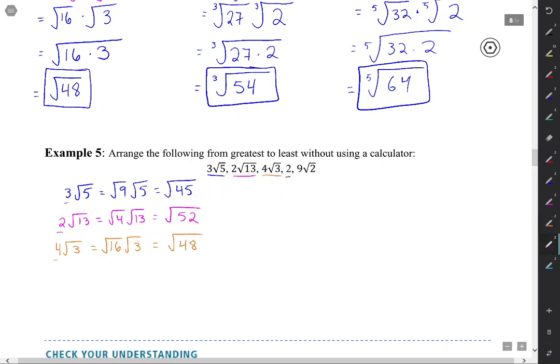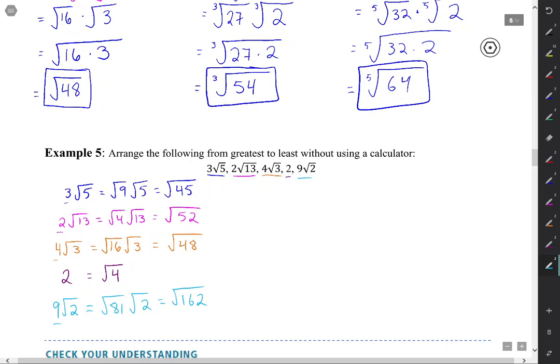Then we just have the number 2 here. That one's a little tricky. How would we write the number 2 as an entire radical? Well, the square root of what would give us 2? That would just be the square root of 4. So we'll leave it at that. And finally, we have 9 times the root of 2. So the square root of what would give us 9? That would be the square root of 81. And then times root 2 beside it. And 81 times 2 gives us 162.